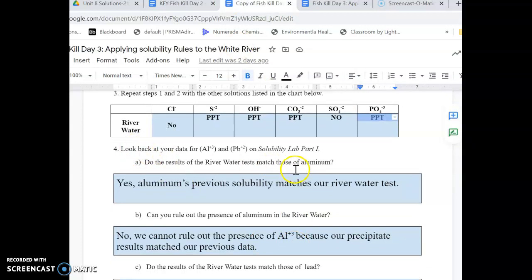So do the results match those of the aluminum? Yes, they match the previous solubility and the river test. They matched identically. So could we rule out the presence of aluminum in the river water? Because it matches, we cannot rule out the presence of aluminum since the precipitates matched. Our data matched the presence.